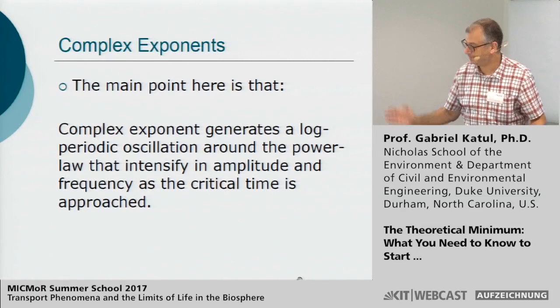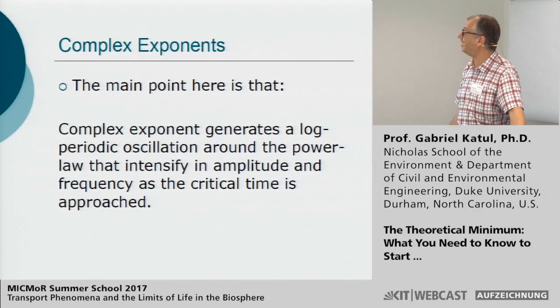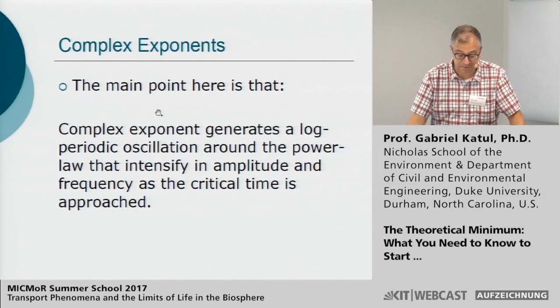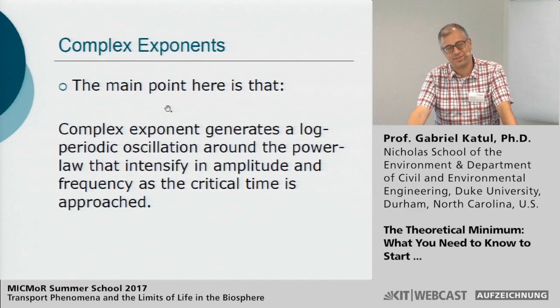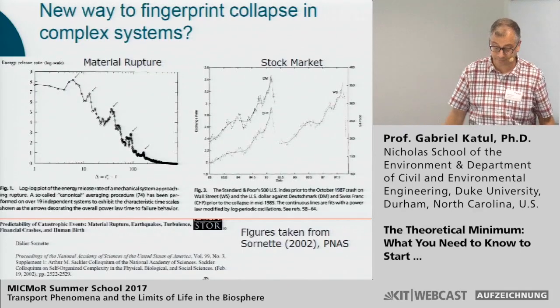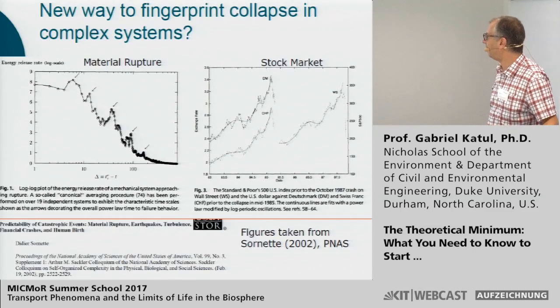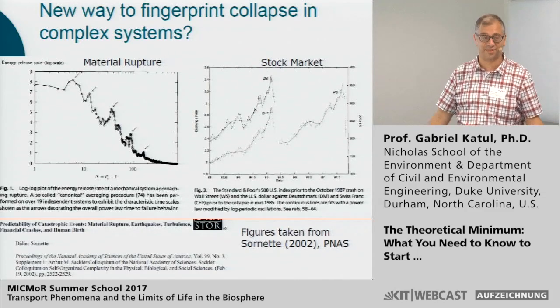Now, to summarize the main point of the analysis of Sornette's paper: complex exponents do generate log periodic oscillations around the power law, and they tend to intensify in amplitude and frequency as this critical time is approached. And that's kind of the message from Sornette's paper. And in fact, he repeated this message, almost the same message, in about Avogadro's number of papers later. Perhaps the one that is common is from the Proceedings of the National Academy of Sciences. At that time, PNAS had a whole special issue about what they call the signs of disasters, basically.